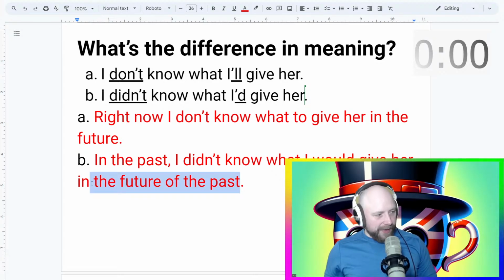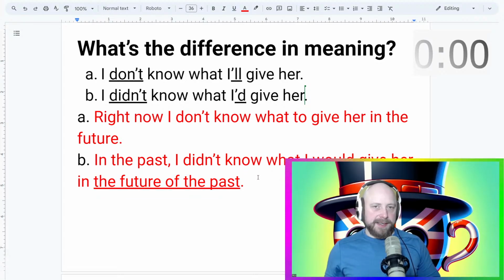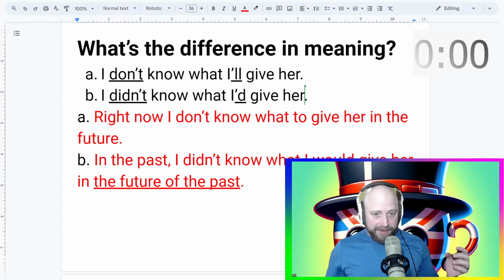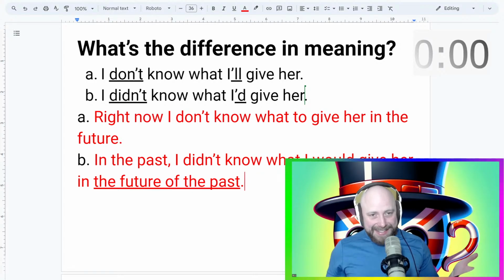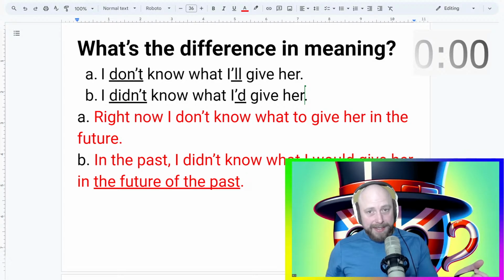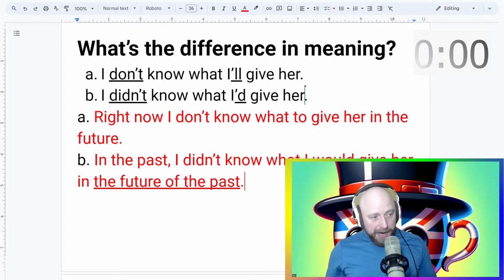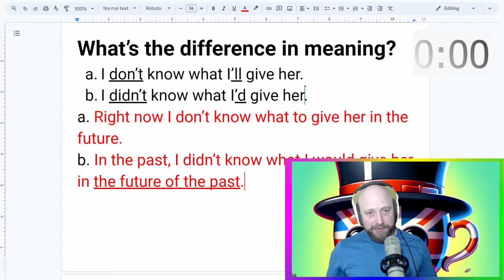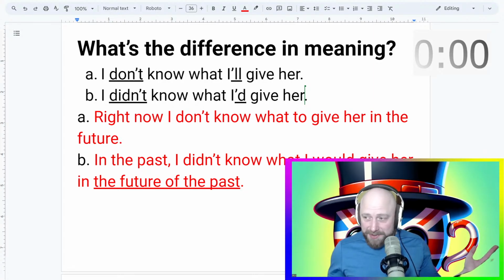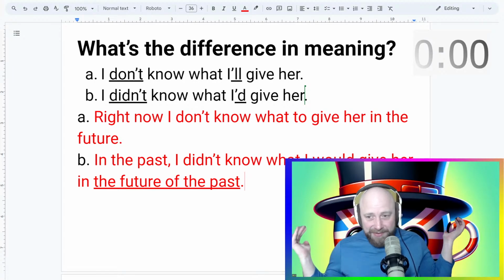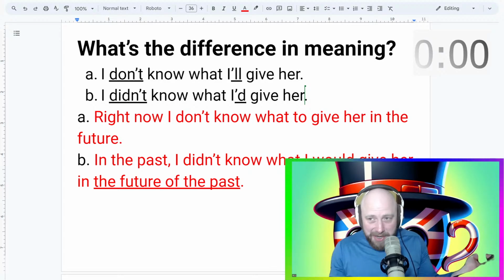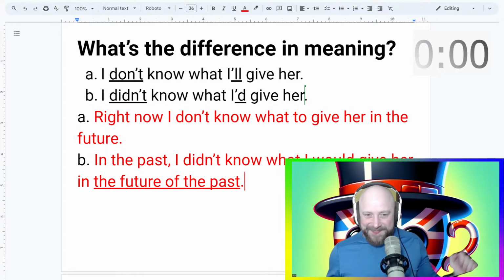So there's this weird phrase, the future of the past. Now that could mean a few things. We need a bit more context. Like, I didn't know what I'd give her could mean that later I did know and I gave her something. But not necessarily, because the future of the past might still be the future. It's like, I was at the shops this morning, but I didn't know what I'd give her, so I didn't buy anything. Well, what are you going to give her? I still don't know. I still don't know what I'll give her. Right?